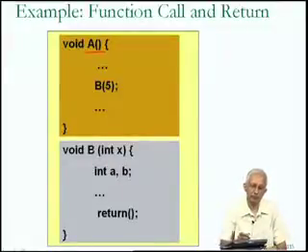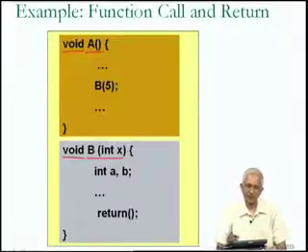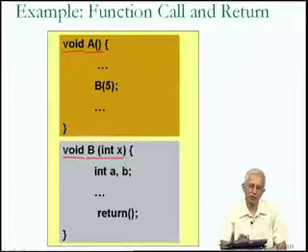You notice that both of these functions do not return a value, which is why they are void functions. Function A does not take parameters. Function B takes one integer parameter. Now, in this particular situation, if you look at function A, you'll notice that function A calls function B with one integer parameter. And inside function B, there is a return.